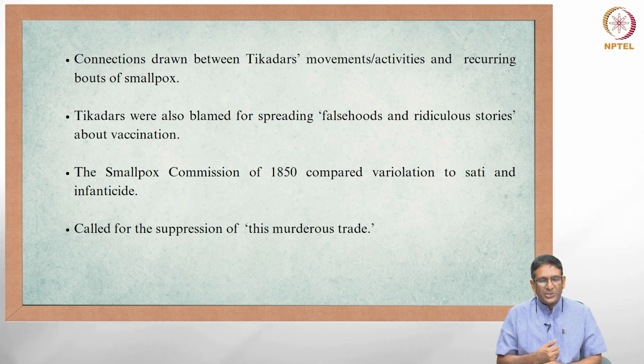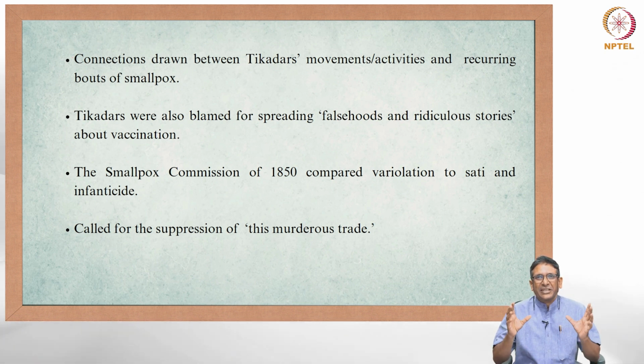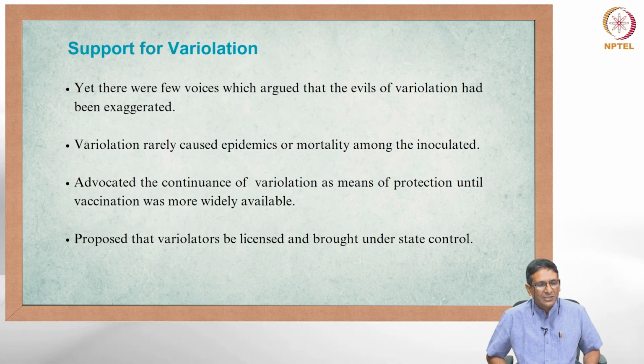And in fact, a commission was appointed to study smallpox in 1850. This commission now compared variolation to some of the gruesome social evils like sati, which, as we mentioned in an earlier lecture, is the wife jumping into the funeral pyre of the husband if the husband died, or the killing of children. So, there was now a call against what had become a murderous trade. Variolation became a murderous trade, which had to be suppressed.